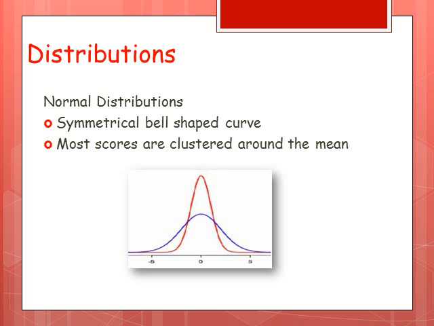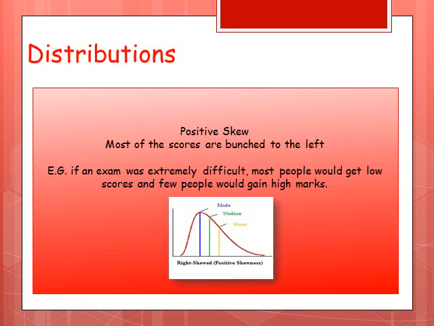Distributions, so we can have a normal distribution, so that's a symmetrical bell curve, and most of the scores are clustered around the mean. We can have a positively skewed distribution, so most of the scores are bunched towards the left, and the tail goes to the right. So for example, if an exam was difficult, most of the pupils would score low, so that's why most of the scores are on the left, and very few would score high marks, so that's why the tail is to the right.